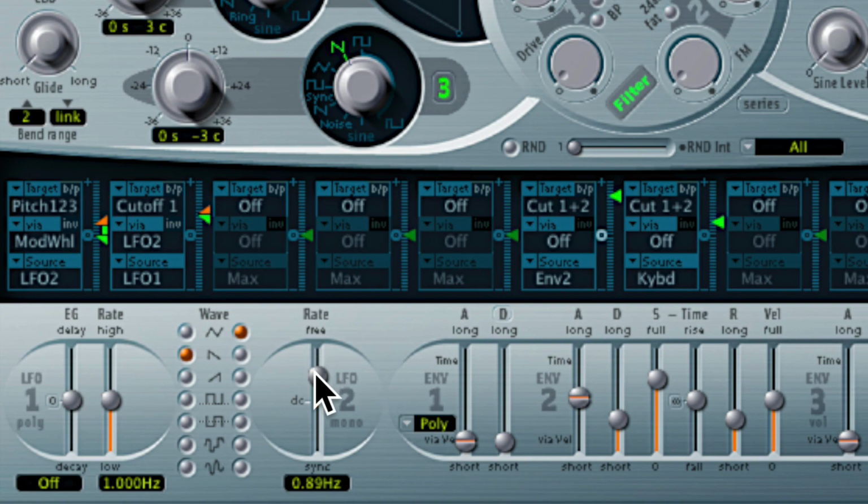So now we have two LFOs modulating that stuff. We can intensify the LFO 2 effect on there. I'm going to turn it to square wave, see what happens. I'm going to turn it up a bit.